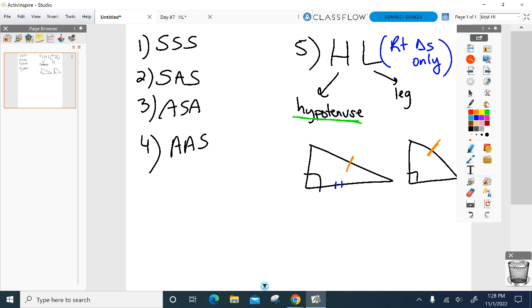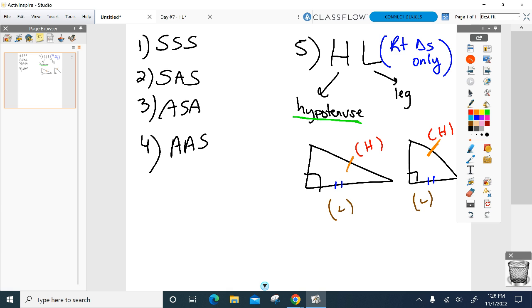And then either of these 2 would be your legs. So here's your H. And then here's your L. Okay? That's HL. Why is it not side, angle, side? I got 2 sides at an angle. Why not side, angle, side? Because the angle's not in between. But now we can prove them by the HL method. All right, but right triangles only.